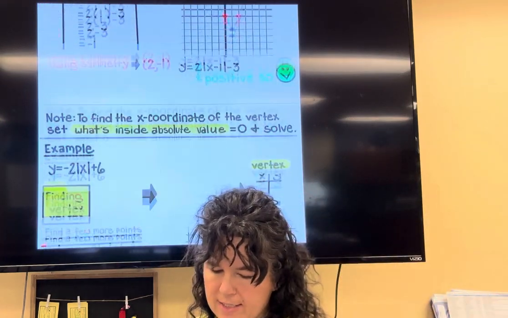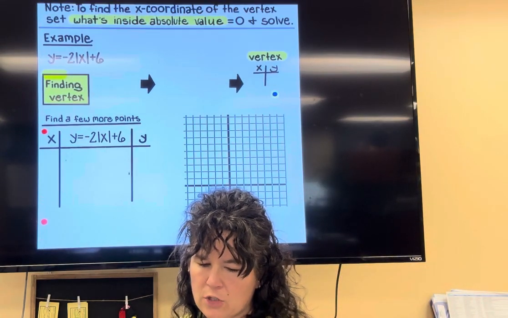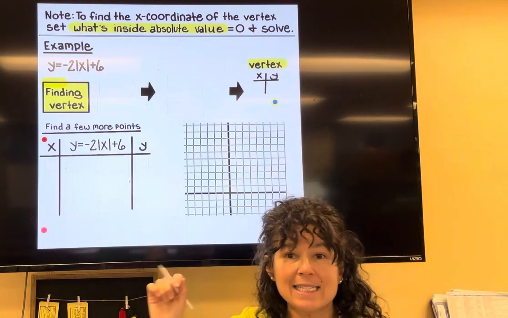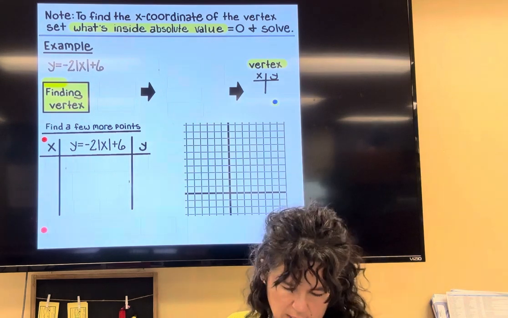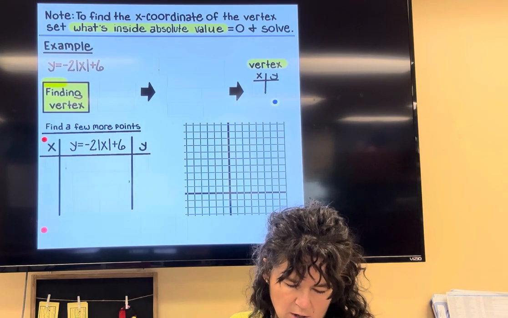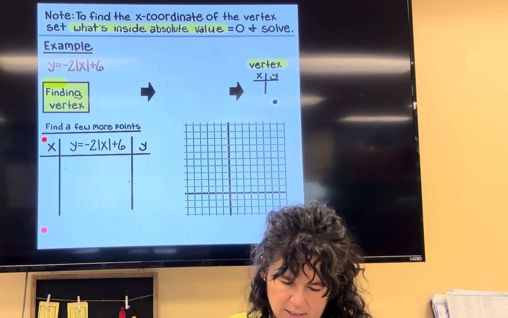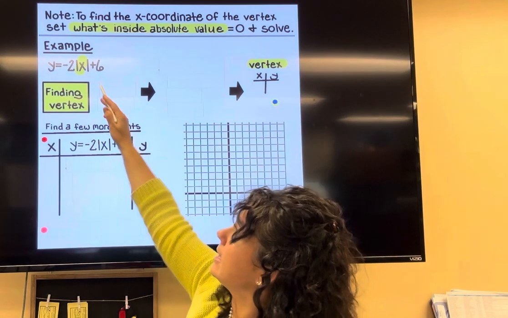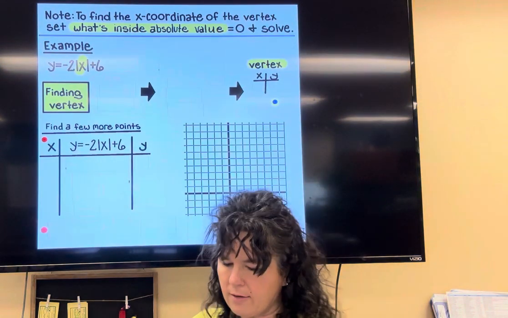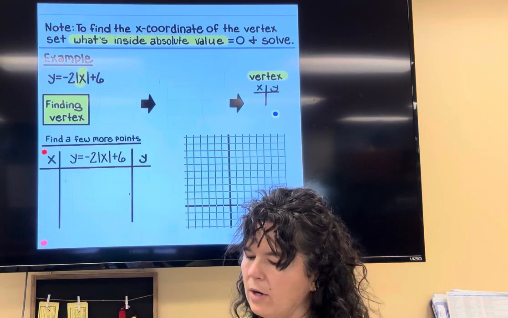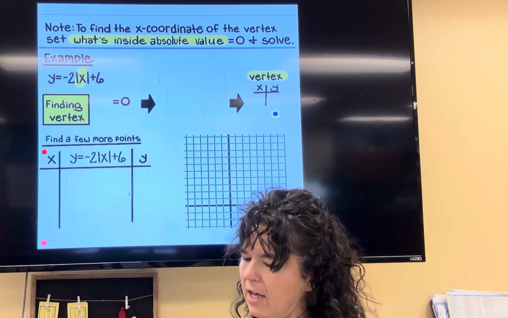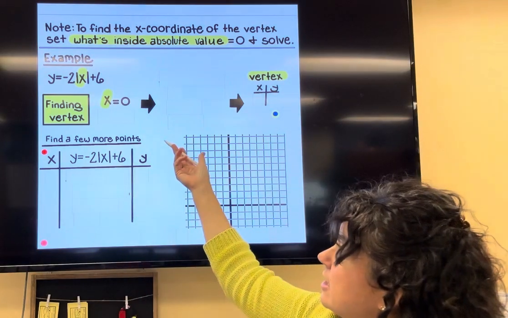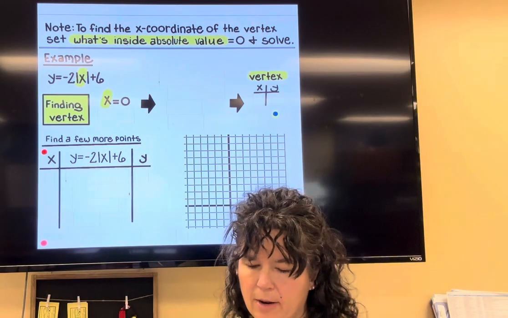Okay, so one more quick example. Just a reminder that to find the most important point first, you want to set what's inside the absolute values equal to 0. And frankly, there's just not much going on inside absolute values in this particular problem. The only thing inside of here is x. But following that procedure, I'm going to go ahead and set this x inside equal to 0. There's nothing to solve, so that is the x coordinate of my vertex.